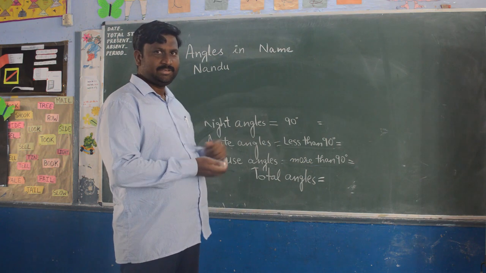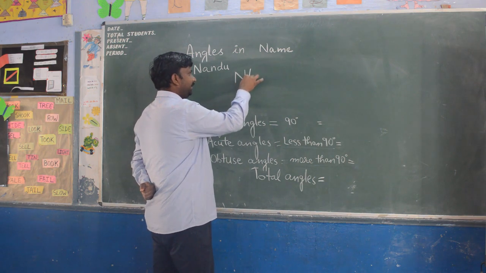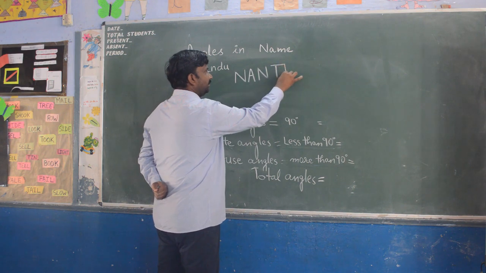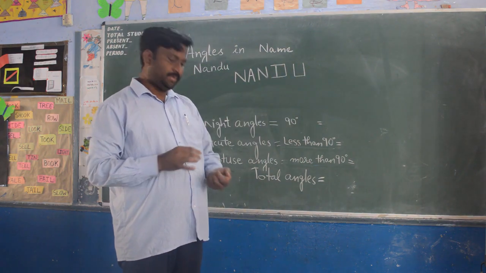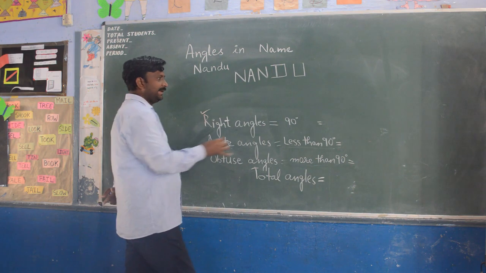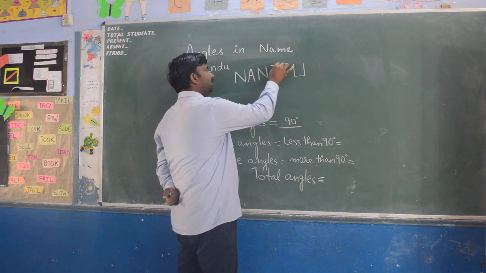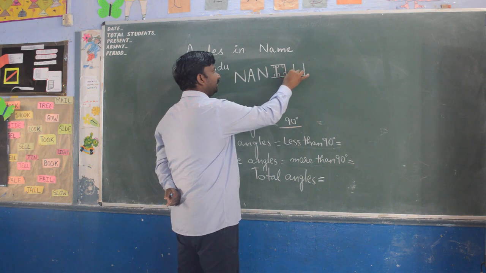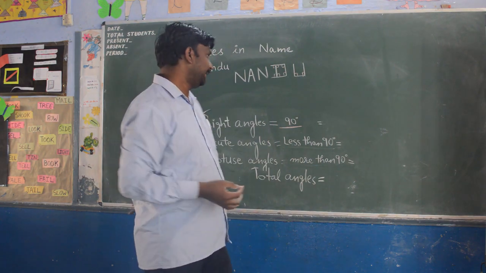Let us take another example, Nandu. Okay. First, write it with straight lines. N, A, N, D, U. Nandu. So first count right angles. What are right angles? Angles that measure 90 degrees. Look here. 1, 2, 3, 4, 5, 6, 7, 8. So it has 8 right angles.